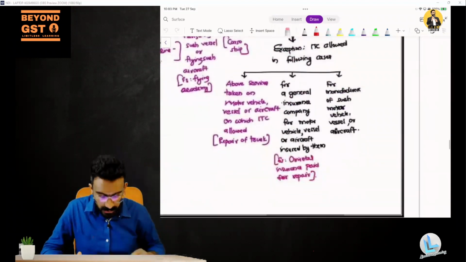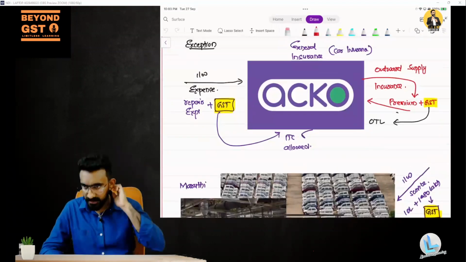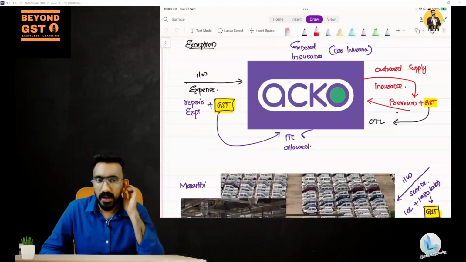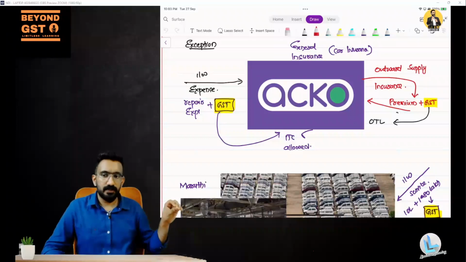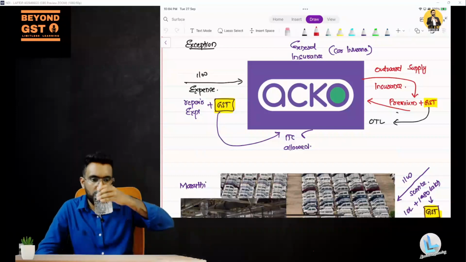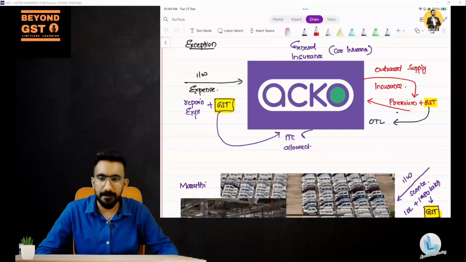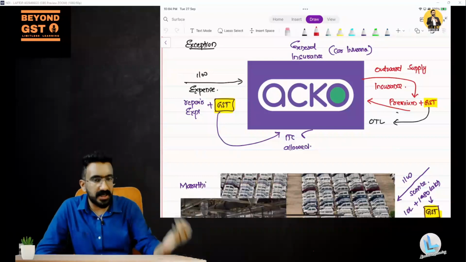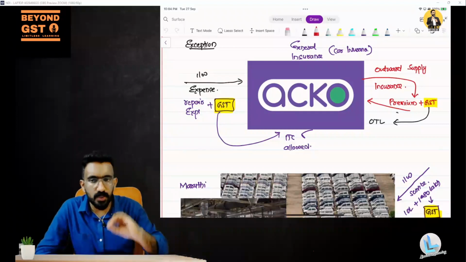Second, for an insurance company, it's not a block to credit. I'll give an example. I'm pretty sure you'd have heard of this name, Echo Insurance. Echo Insurance, a general insurance company selling car insurance to people. So their outward supply is what? Insurance service. When an insurance company is selling insurance, what is it they'll collect? Insurance premium. So this Echo Insurance company has collected insurance premium. On this insurance premium, is GST applicable? Yes. So that's Echo Insurance company's outward tax liability.